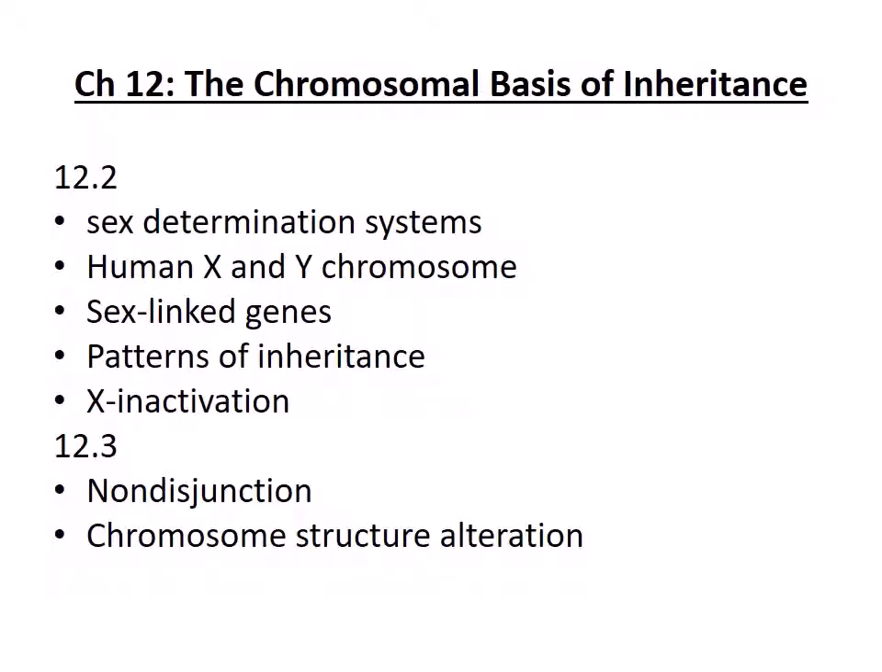Chapter 12 is pretty short. It goes pretty nicely with chapter 11. It's almost like an extension of chapter 11. In chapter 12, we're going to talk more about sex determination systems, human X and Y chromosomes, sex-linked genes, patterns of inheritance again, X inactivation, non-disjunction, and alteration of chromosome structure.